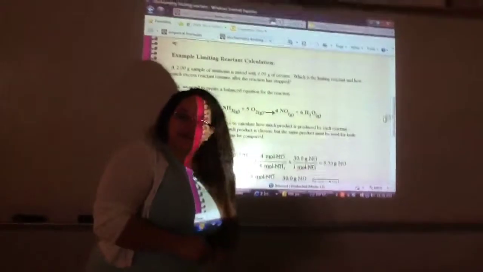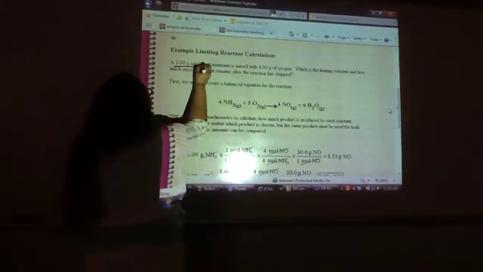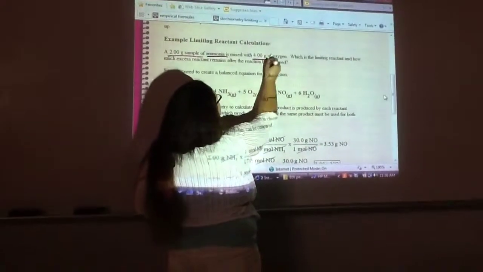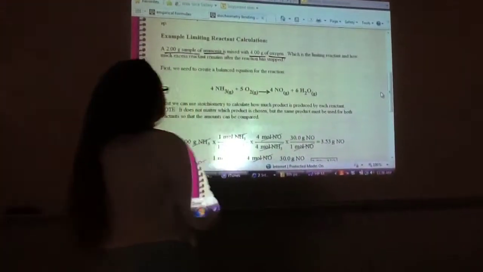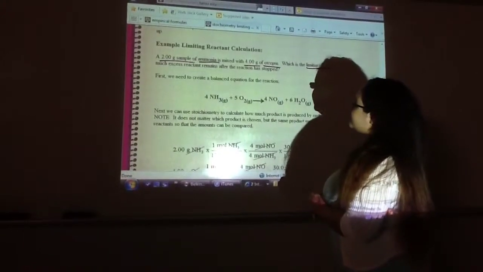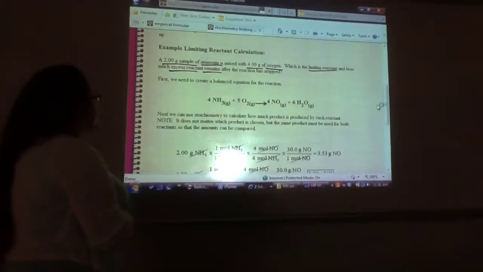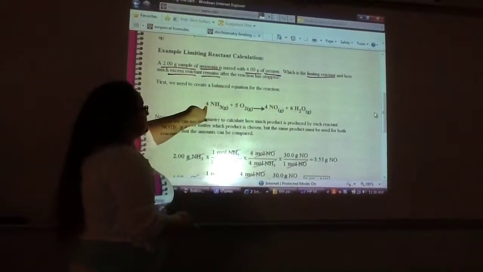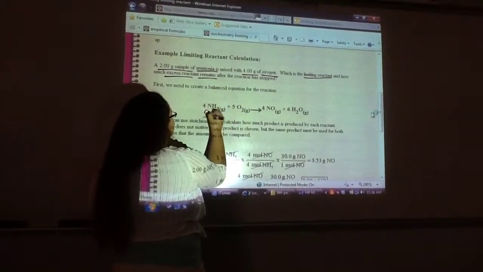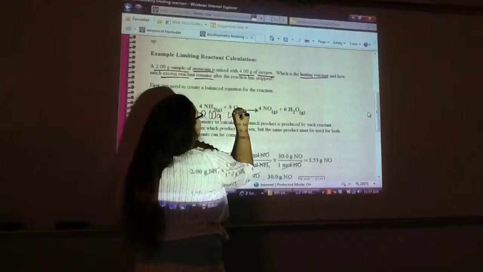So I'm going to do an example for you guys. Okay, so a 2.00 gram sample of ammonia is mixed with 4.00 grams of oxygen. And then you have to find the limiting reactant and how much excess reactant remains after the reaction stopped. Okay, so first they gave us the reaction already. So we have 2 grams of ammonia, and they give us 4 grams of oxygen.